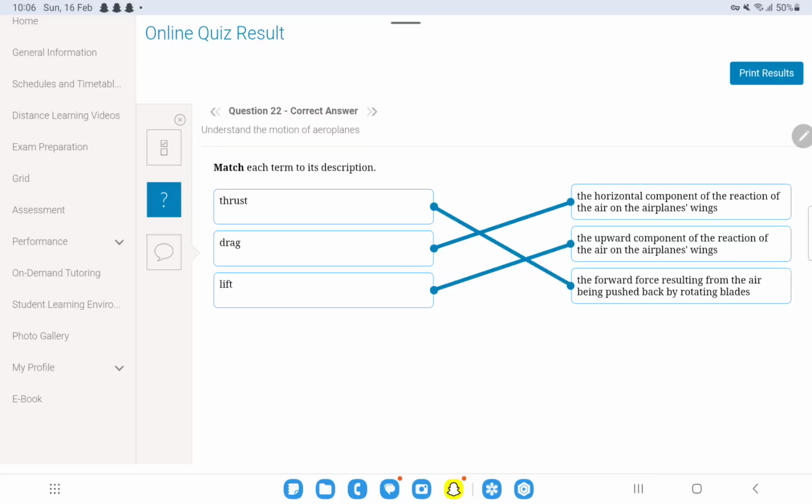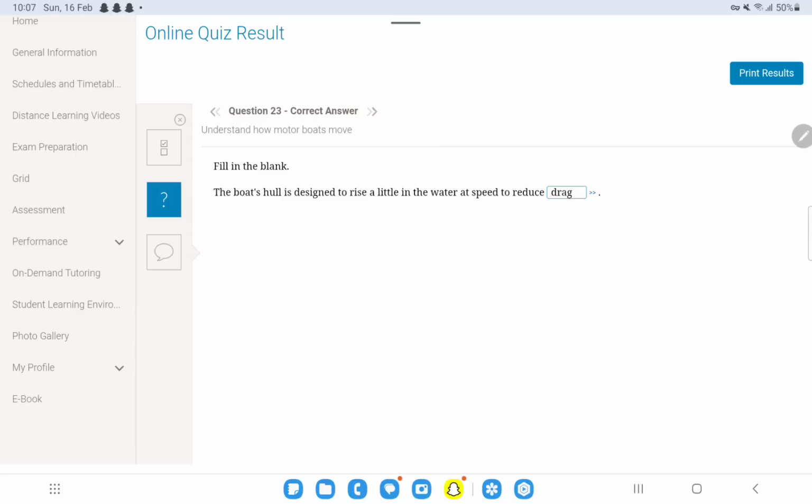For this question, you can just know keywords. So upward, the upward force lifts it up. The forward force thrusts it and pushes it forward. The horizontal force, the only one left, is the drag. So the drag is the horizontal component of the reaction of the air on the airplane's wings. The lift is the upward component of the reaction of the air on the airplane's wings. And the thrust is the forward force resulting from the air being pushed back by rotating plates. So you need to memorize this.